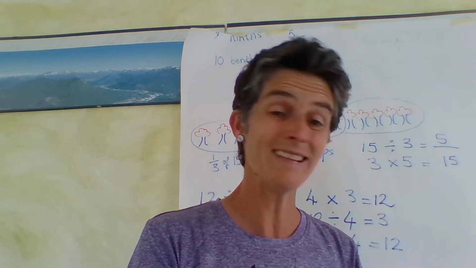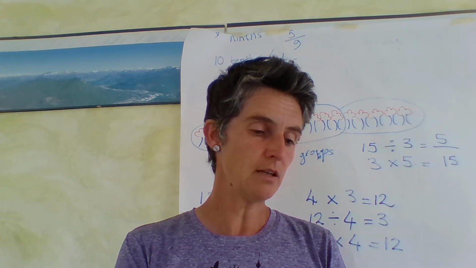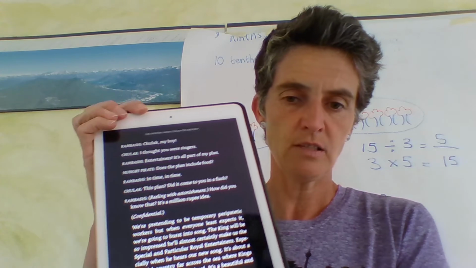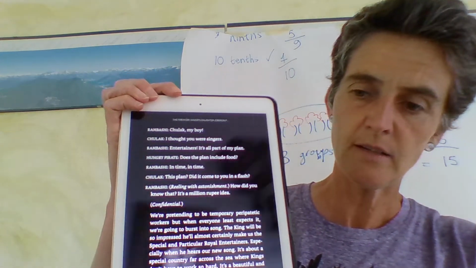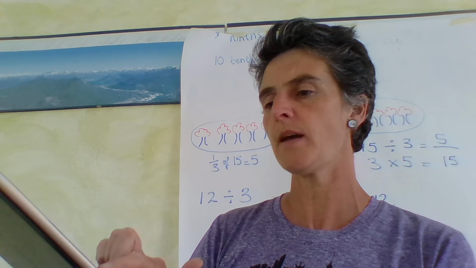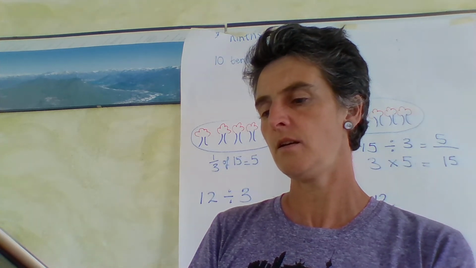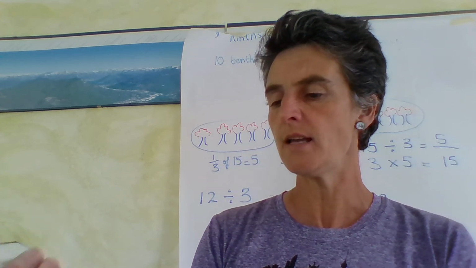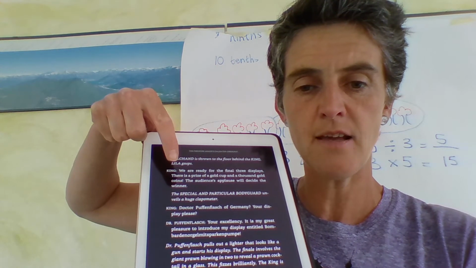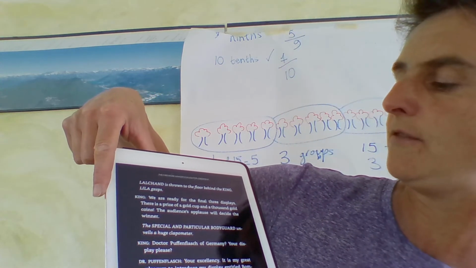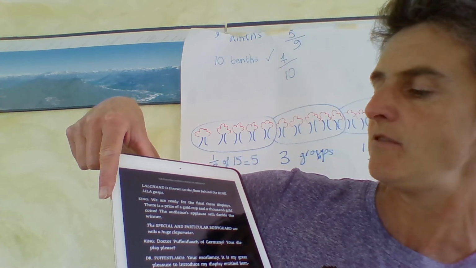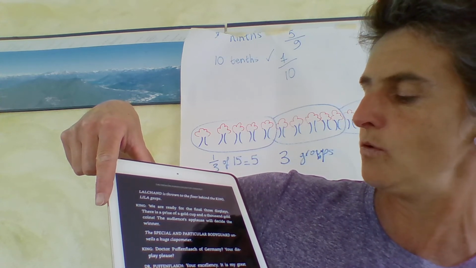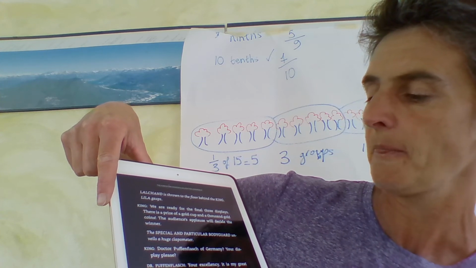We got up to that point in the play version, and we were looking, maybe you can see this okay. Okay, so this is on my iPad, but it's what we were reading. So for instance, here we've got the king saying, "We are ready for the final 3 displays. There is a prize of a gold cup and 1,000 gold coins. The audience's applause will decide the winner."